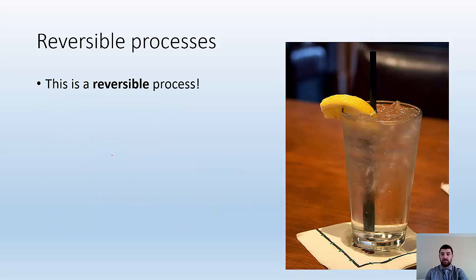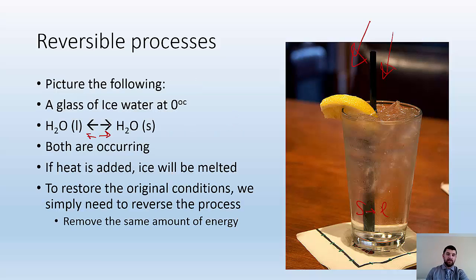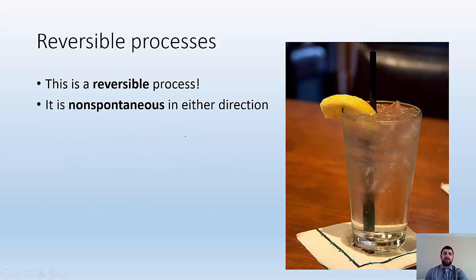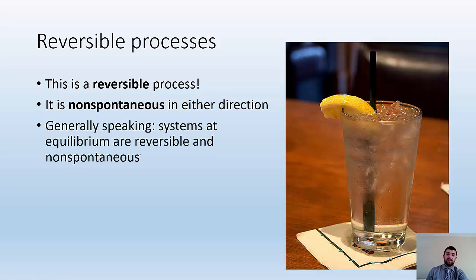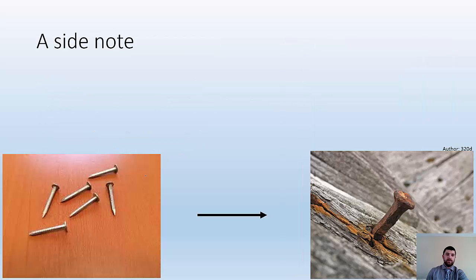All right, so reversible, equilibrium, no definite direction, right? We had this double arrow. So is it going to freeze? I don't know. Is it going to melt into the liquid? There's no definite direction. Both are occurring. Non-spontaneous in either direction. Cool. So generally speaking, systems at equilibrium are reversible and non-spontaneous.